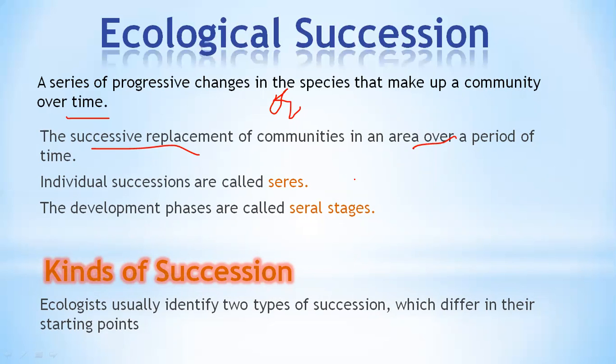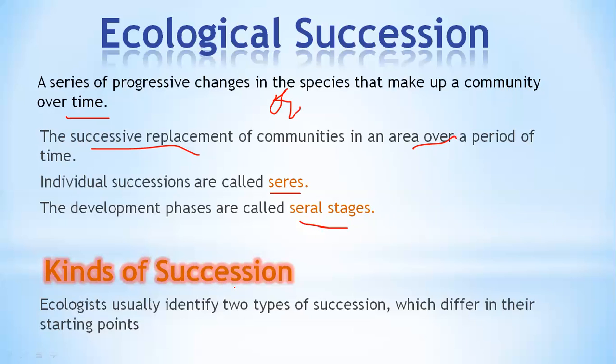So in those bare areas, whether it is water or a dry area, there is the replacement of the communities after the disturbance. So that is called ecological succession. On that same place, same area, the organisms started to progress, started to develop. How it is done, we will see in this topic. Individual successions are called a series, and the development phases are called serial stages. So one stage is called a serial stage, and the succession involved in the individual is called a series.